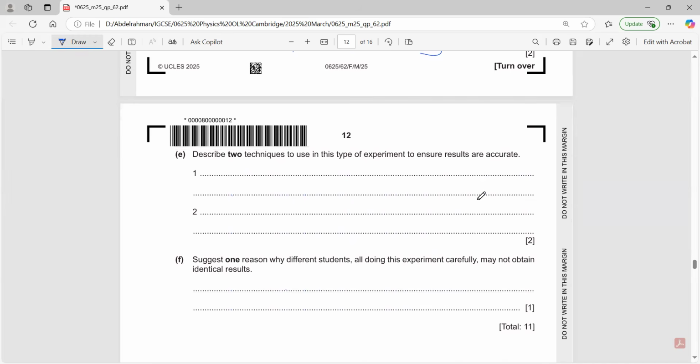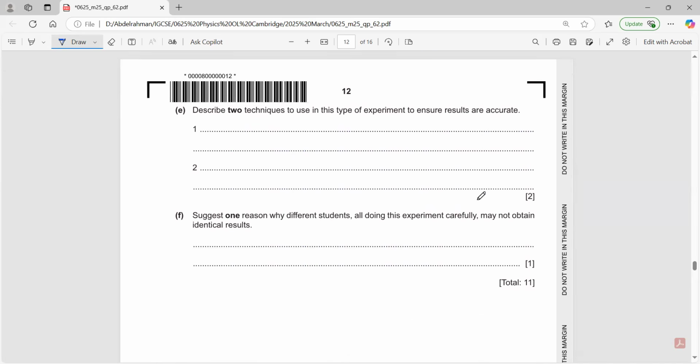Describe two techniques to use in this type of experiment to ensure that the results are accurate. Two techniques, two precautions: use thin lines, and view the bases of the pins.